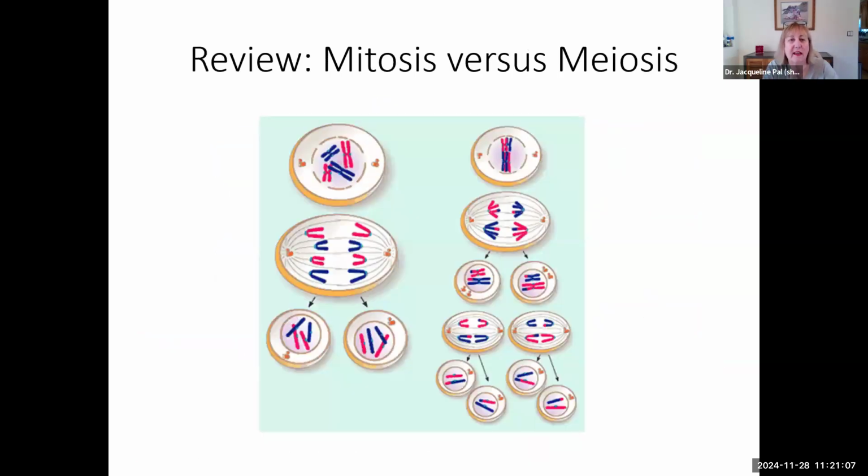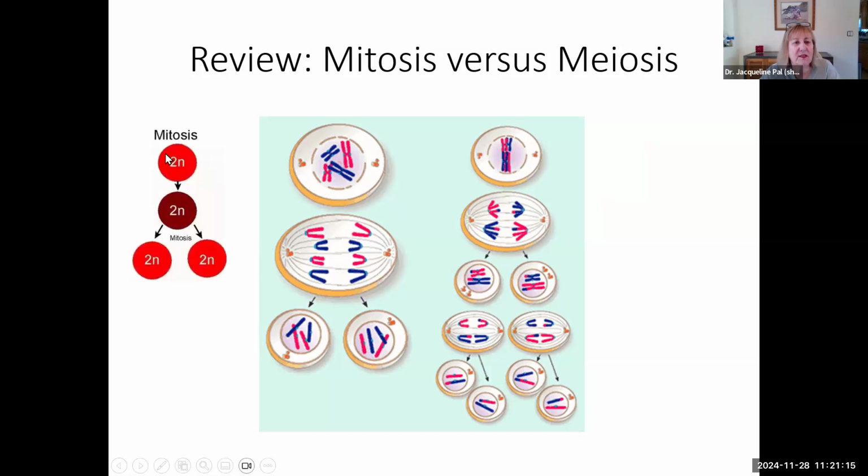So let's take a brief moment to review the net results of what happens with mitosis versus meiosis. In mitosis, we start with a cell that is diploid. We have cells that are diploid during the process, and we end up with cells that are diploid at the end. We end up with 2 daughter cells, both of which are identical to each other, and both of which are identical to the parent cell.